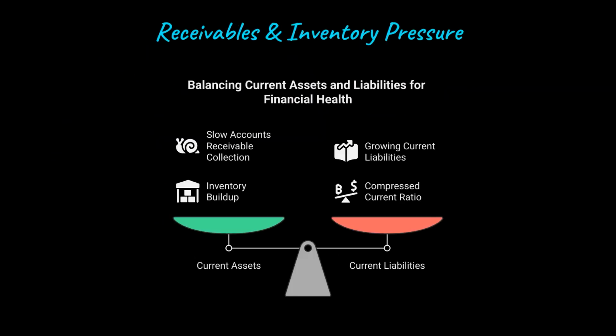Visually, think of receivables and inventory as assets that are technically on the books but not yet cash. When they swell while liabilities keep growing, the buffer between what you own and what you owe shrinks, and the current ratio falls. The standard fixes target cash flow directly.